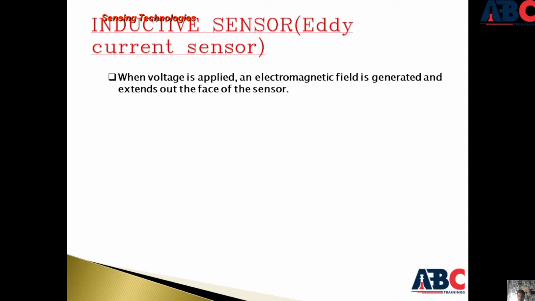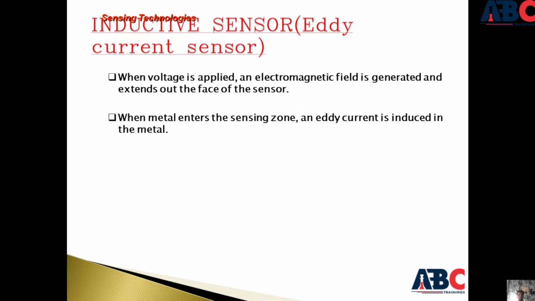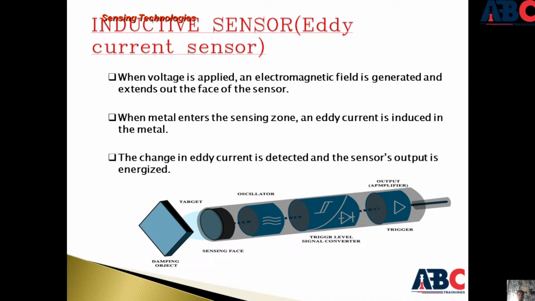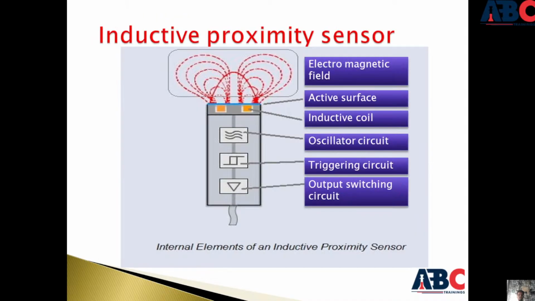Inductive sensors, current sensors. When voltage is applied, an electromagnetic field is generated and extends out of the face of the sensor. When metal enters the sensing zone, an eddy current is induced in the metal. The change in eddy current is detected and the sensor's output is energized. This is the inductive proximity sensor: electromagnetic field, active circle, inductive coil, oscillator circuit, triggering circuit, output switching circuit.